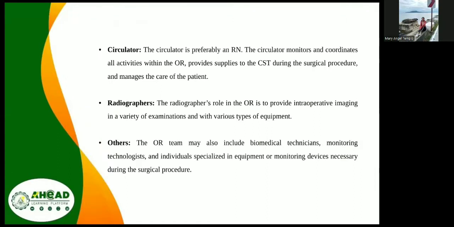Circulator. The circulator is preferably an RN. The circulator monitors and coordinates all activities within the OR, provides supplies to the CST during the surgical procedure, and manages the care of the patient.